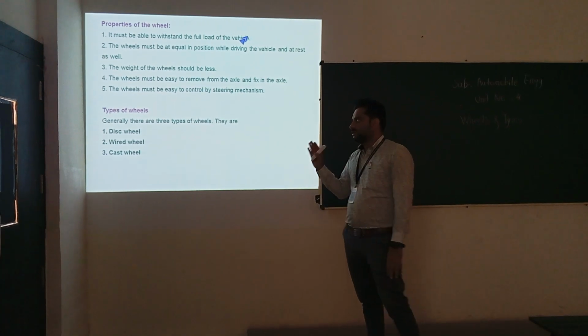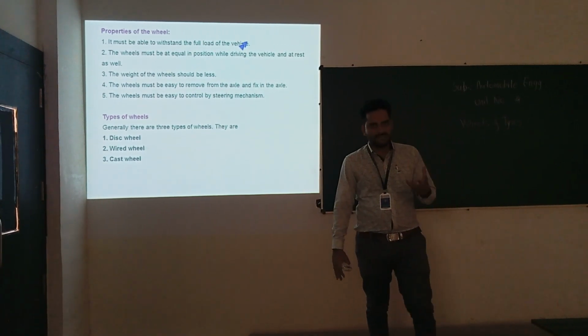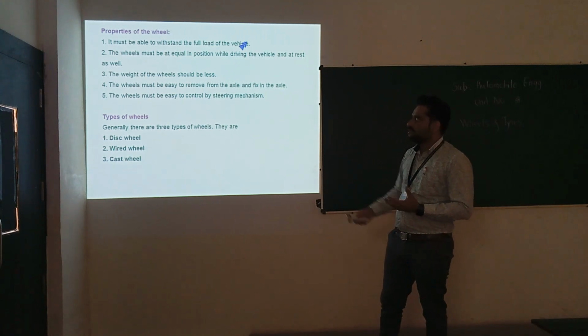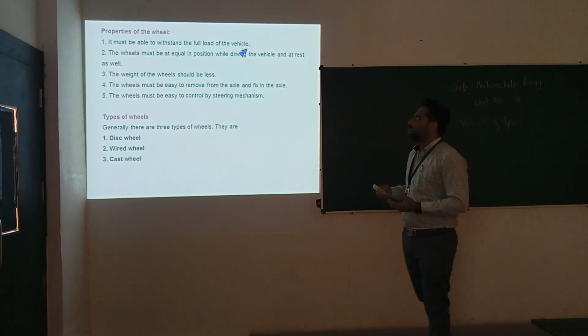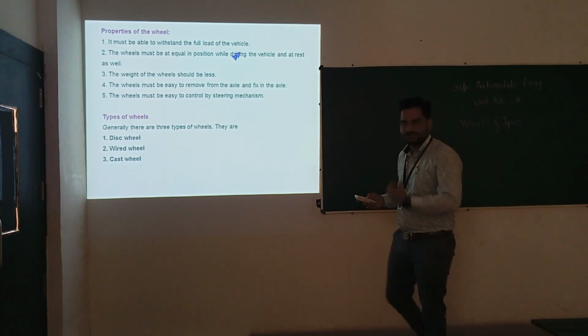This is the wheel introduction. Now we will see the properties of wheels. What are the properties required in the wheels? First, it must be able to withstand the full load of the vehicle. Already we have seen that is one of the requirements, and it is also one of the properties.